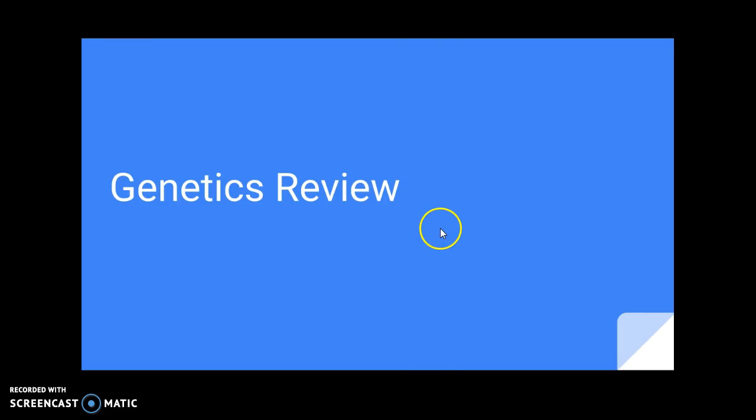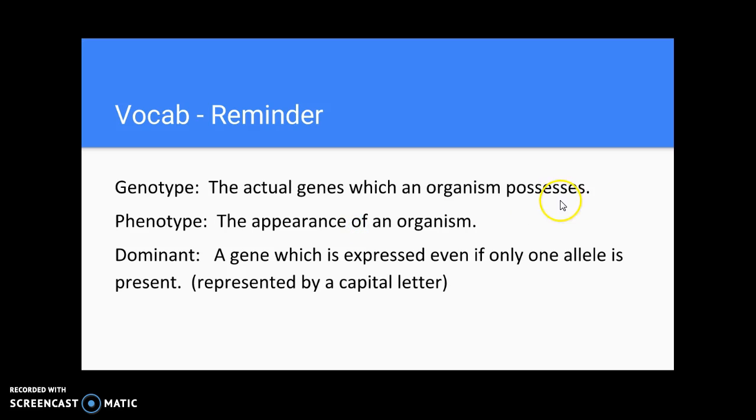This genetics review is designed for you if you scored less than 30 out of 40 on the quiz. You will take the notes, complete the practice problems, and then you will take another version of the quiz to show me that you in fact do have these knowledge and skills, which are very important. Here's the vocabulary you need to be taking notes on.